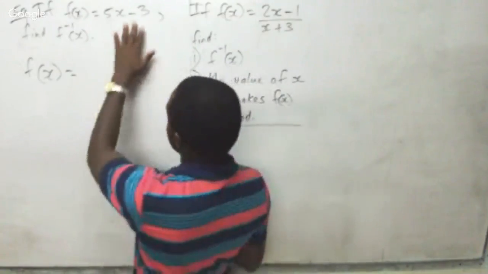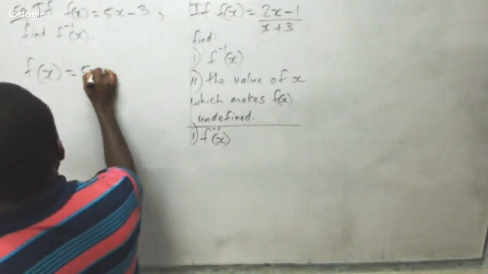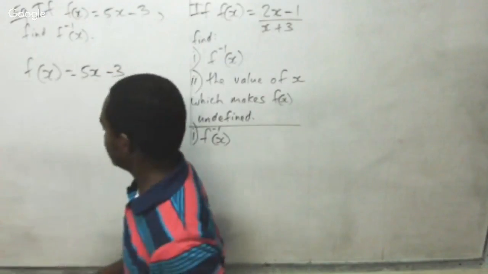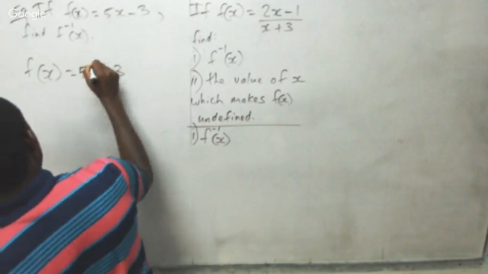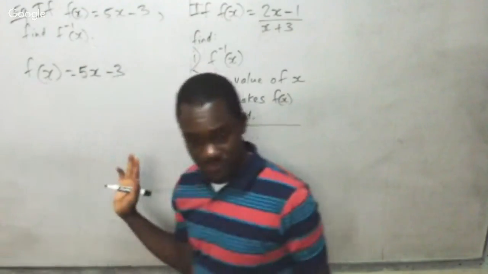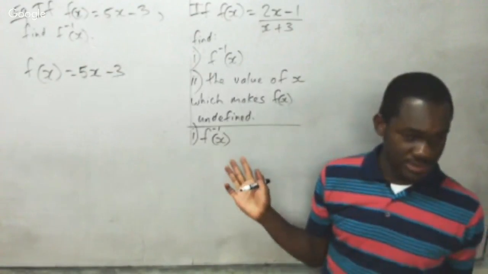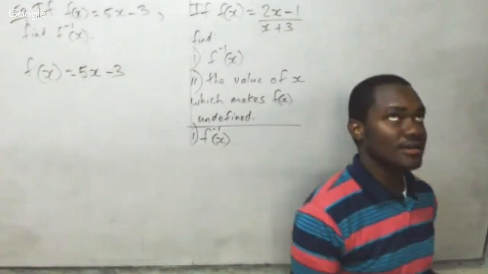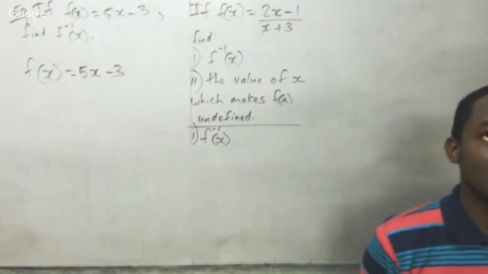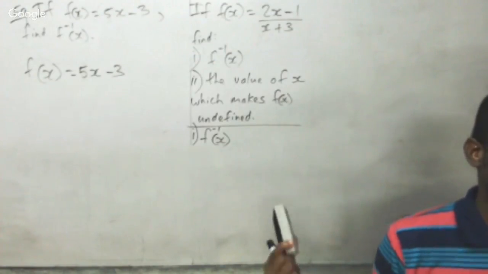So f of x is equal to 5x minus 3. This is 5, not s, in case we're not seeing properly. All right, so that's the function. Any problems? Do we agree? Just the function there. Now, there is a series of steps that you need to carry out.